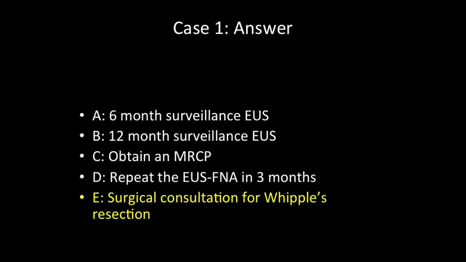Main duct IPMN with a duct diameter of 8 mm and a mural nodule with cytologic dysplasia are high-risk features for neoplastic progression, and surgical consultation should be obtained.